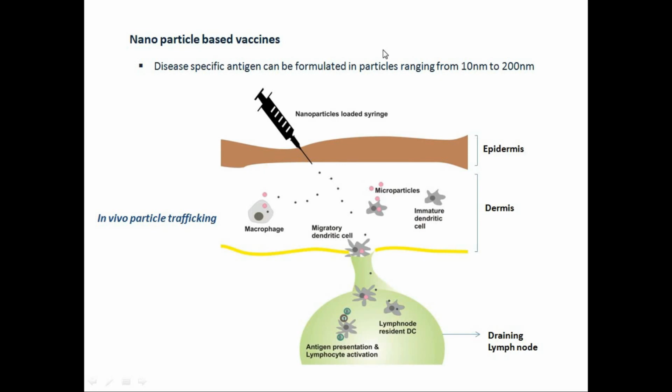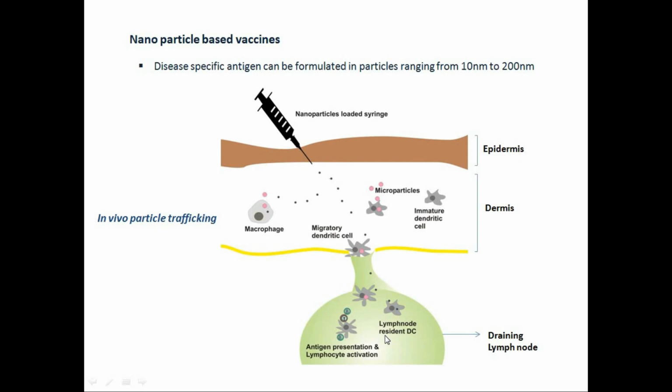So what are these nanoparticle based vaccines? We can take a disease specific antigen and formulate it in the form of a nano component in the range of 10 nanometers to 100 nanometers. When these nanoparticles or nanostructures are administered into the body, depending upon the size, the immune cell populations recruited as well as the transport in vivo, that means in the body, are going to vary. For example, microparticles will be taken up by your macrophages and then get into your draining lymph nodes.